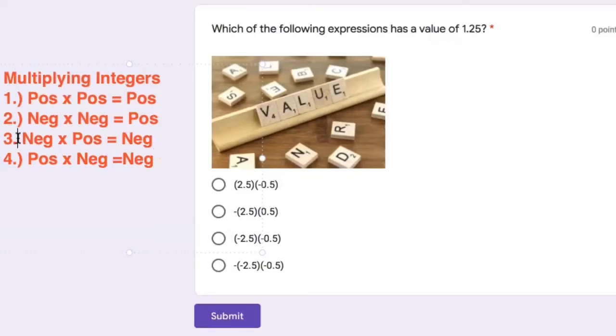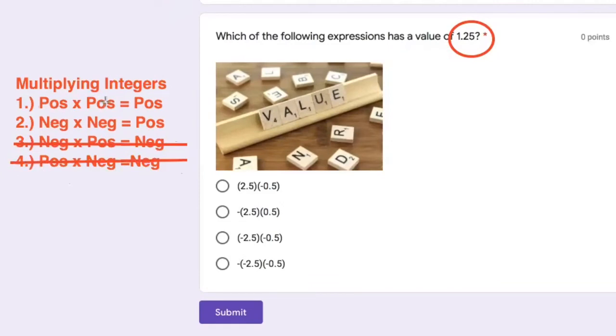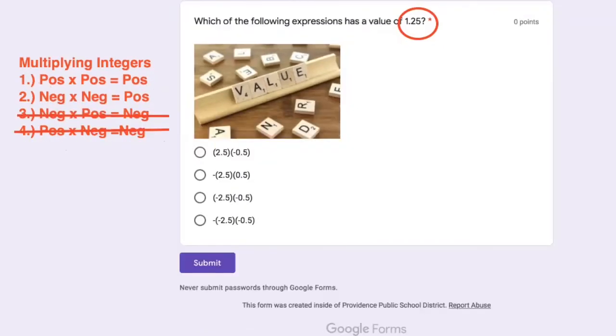So once I know those rules, I will be able to figure out what will give me a value of 1.25. The number is positive. So that means I can eliminate any rule that will give me a negative. So we're going to rule out a negative times a positive and a positive times a negative. That's going to leave me with a positive times a positive is a positive, or a negative times a negative is a positive. So let's look at our choices.